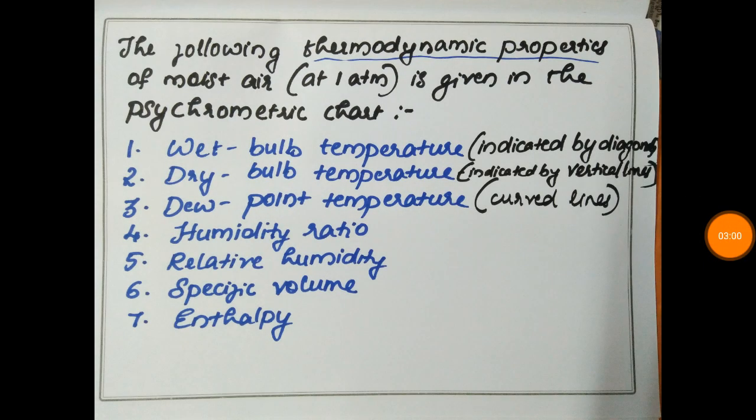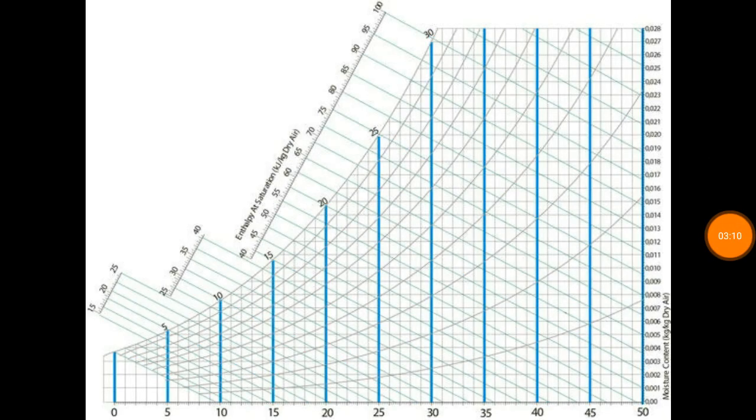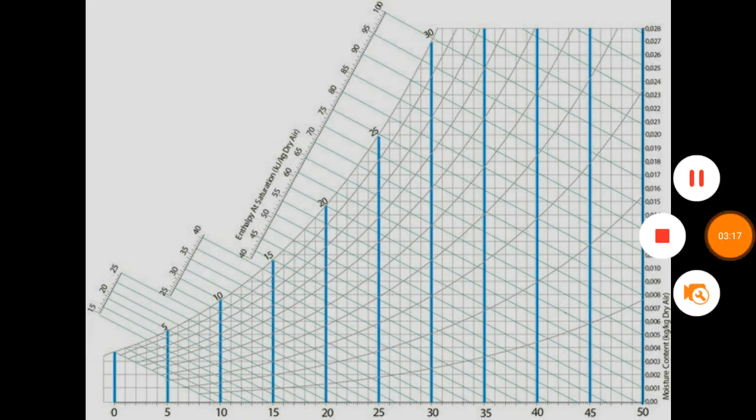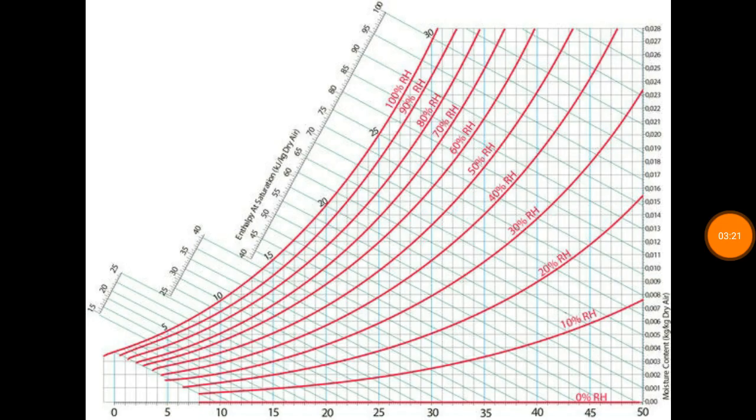The wet bulb temperature is indicated by diagonal lines in a psychrometric chart. In this figure, the green lines represent the wet bulb temperature. Next is dry bulb temperature. The dry bulb temperatures are represented by vertical lines in a psychrometric chart. Here the blue lines represent the dry bulb temperature. The relative humidity is represented by curved lines in a psychrometric chart. It is usually represented in percentage.